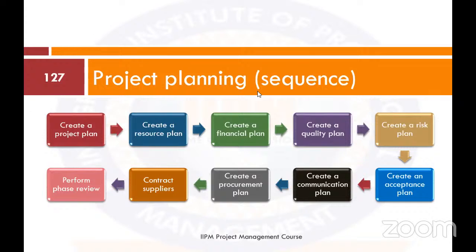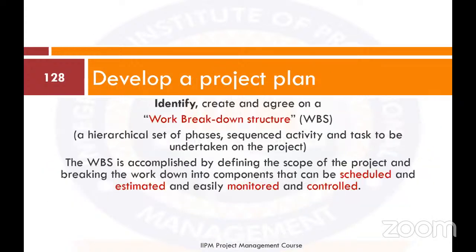Now, quickly, developing a project plan. Identify, create, and agree on a work breakdown structure, a hierarchical set of phases, sequenced activity, and tasks to be undertaken on the project. The WBS is accomplished by defining the scope of the project and breaking the work down into components that can be scheduled, estimated, and easily monitored and controlled.